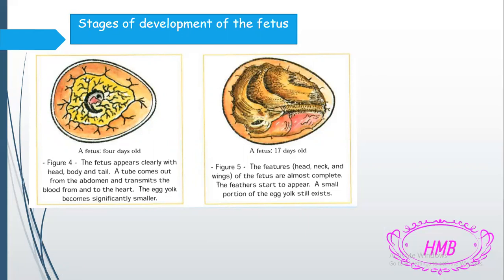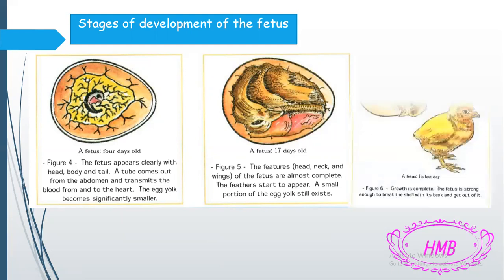As you can see, it is almost complete. Here I have the beak, here I have the head, here is the neck, here are the wings, and it is almost complete. The egg yolk starts to be smaller and smaller, and also the feathers on the body start to appear.